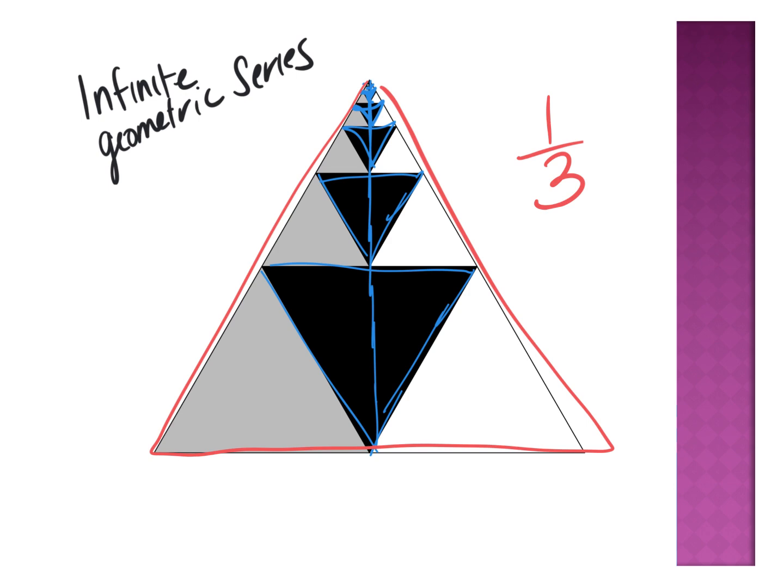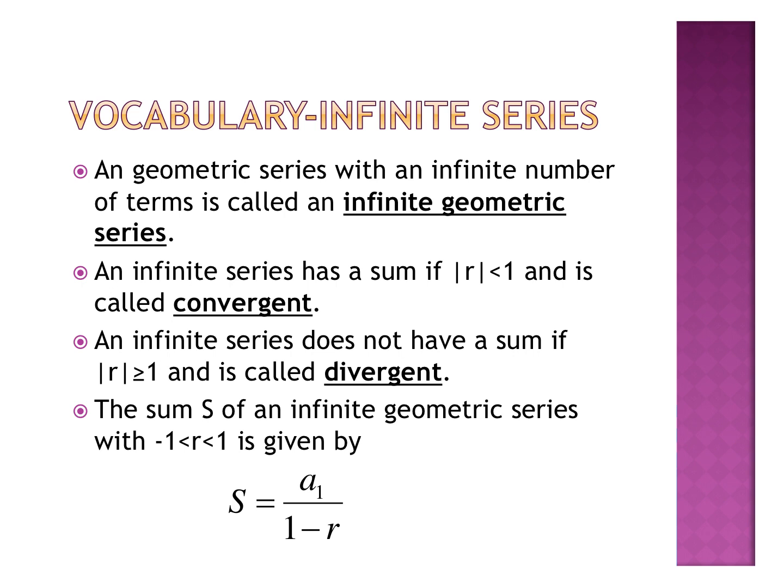So this is the idea. It's kind of a visual way of understanding that there is a sum for some infinite geometric series, and that is when your r is less than 1. So an infinite geometric series has an infinite number of terms. An arithmetic series that's infinite will not have a sum because you're just adding or subtracting over and over again. But if we are dividing by 3, dividing by 3, dividing by 3, or multiplying by 1/3, multiplying by 1/3, it continues to get smaller and smaller and smaller.